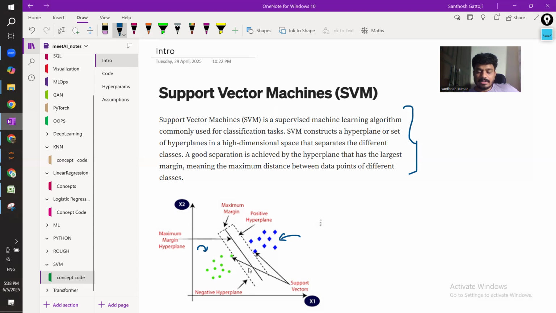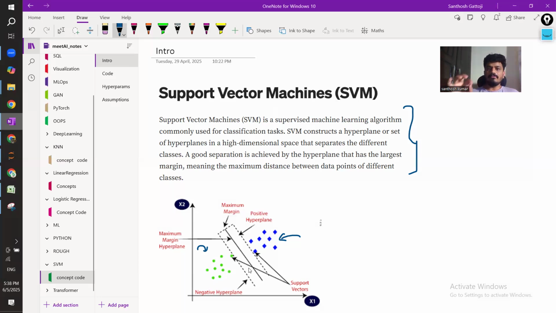Now, with the concept of support vector machine, what it will do is try to find a plane. If the data points are in 2D, you can divide them by a line. If they're in 3D, you need a plane. In 4D, it is called a hyperplane. More than 3D, they're called hyperplanes.